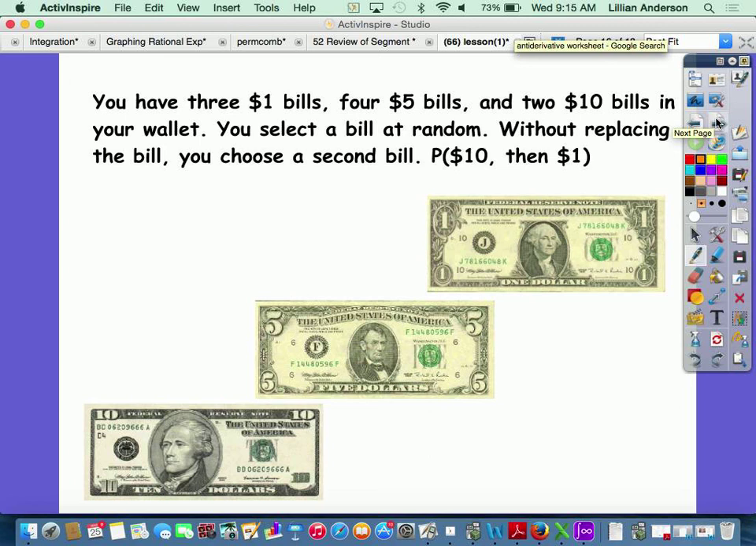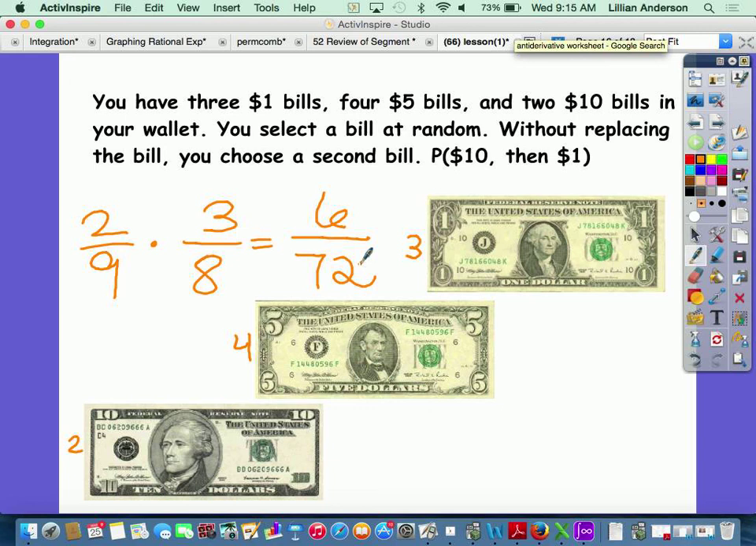You have 3 $1 bills, 4 $5 bills, and 2 $10 bills. How many bills do you have total? 9. I select a bill at random. Without replacing the bill, you choose the second bill. What is the probability that I get a 10 and then a 1? 2 out of 9 is the first thing because I'm drawing a $10 bill. And then 3 out of 8 if I go back in and draw out a $1 bill. I started with 9. Once I took 1 out, I was left with 8. Multiply them straight across. What is that? 6 out of 72. Can it be reduced?